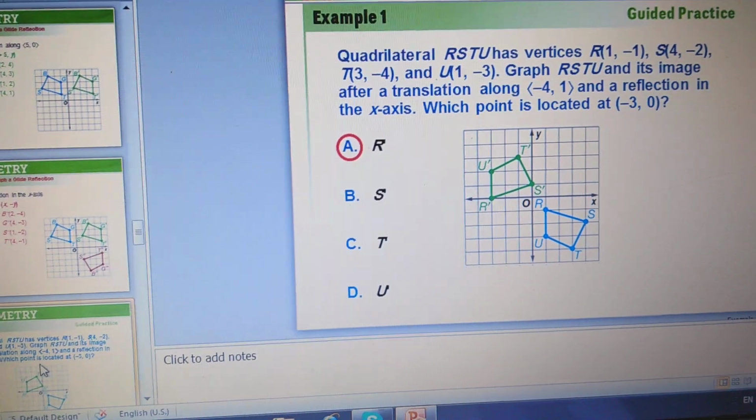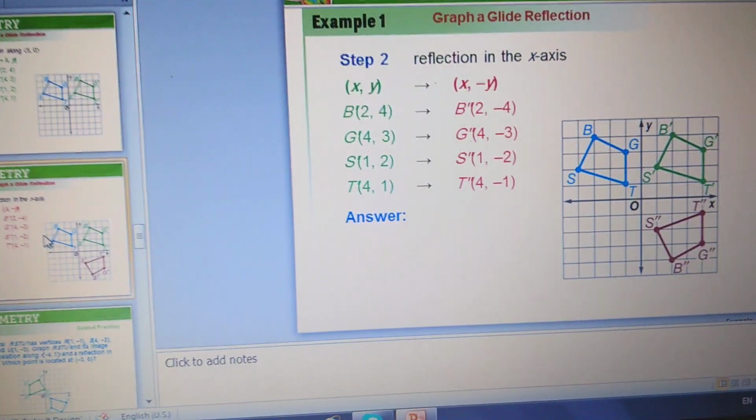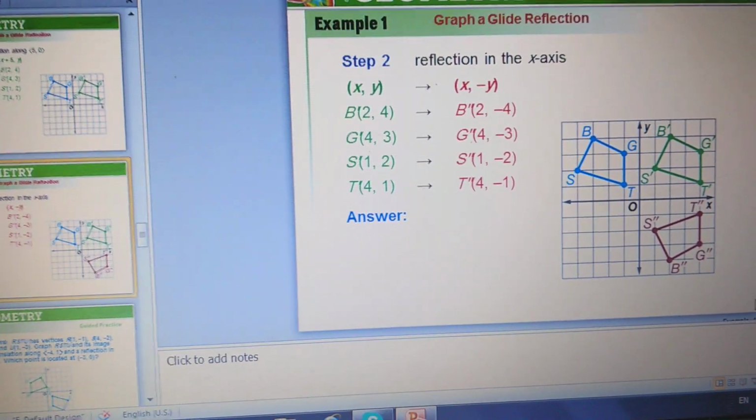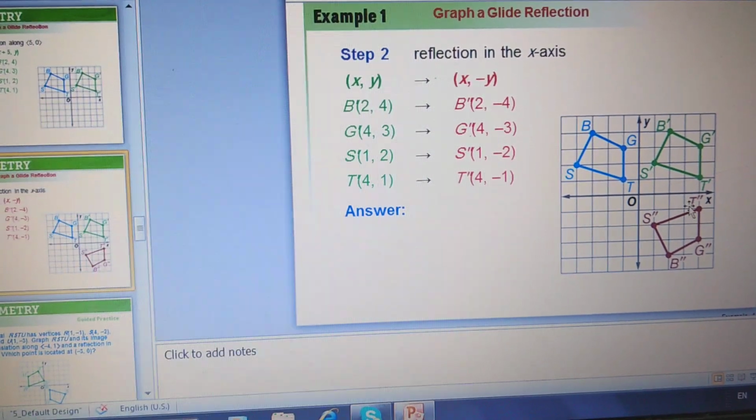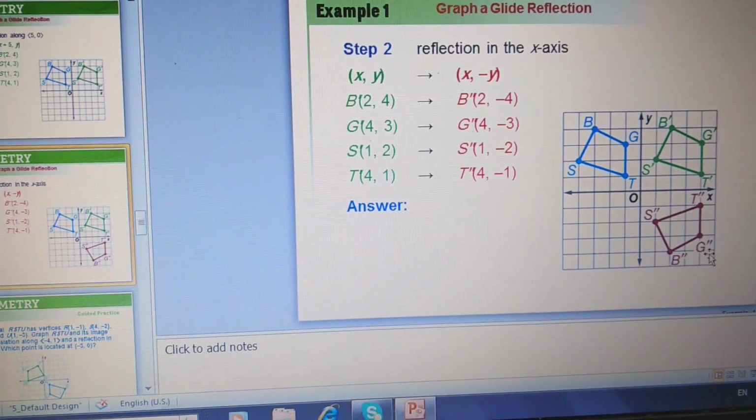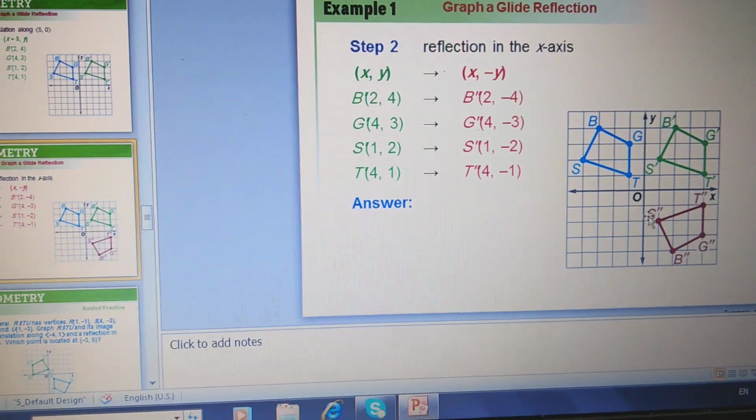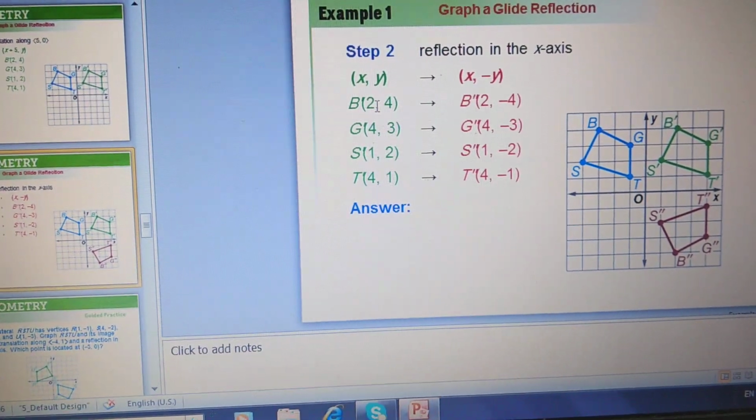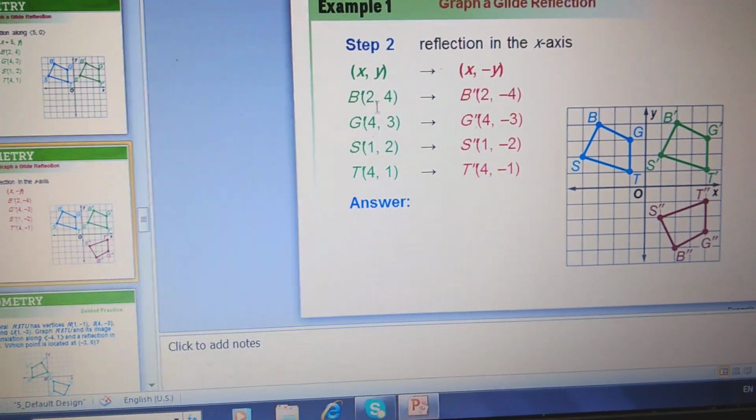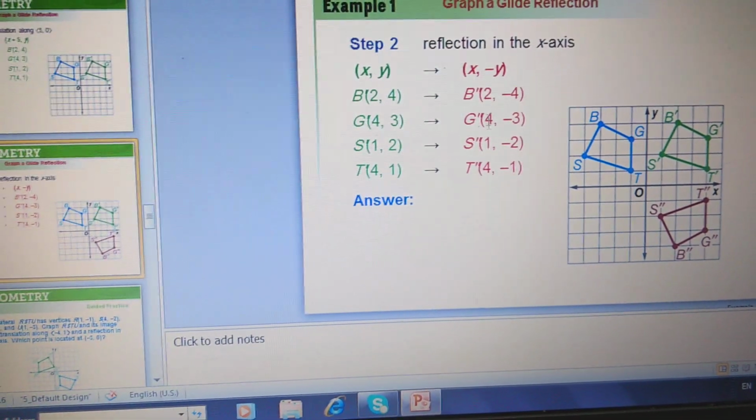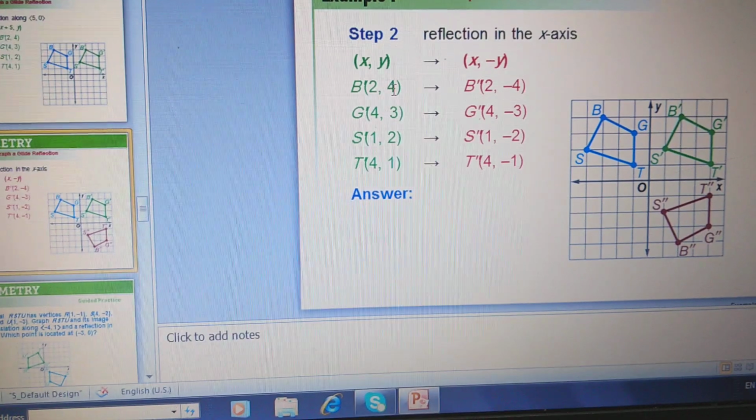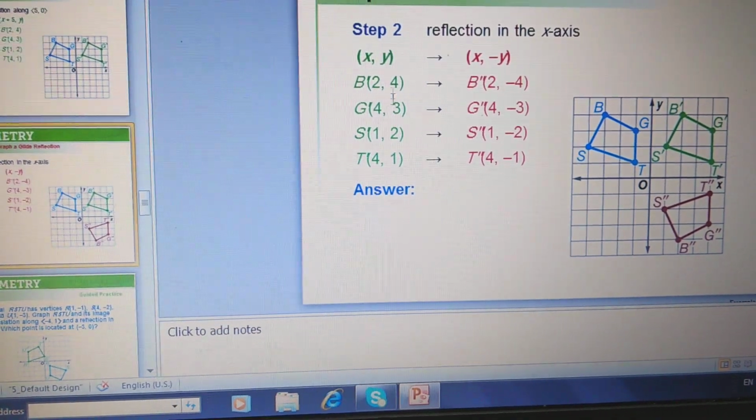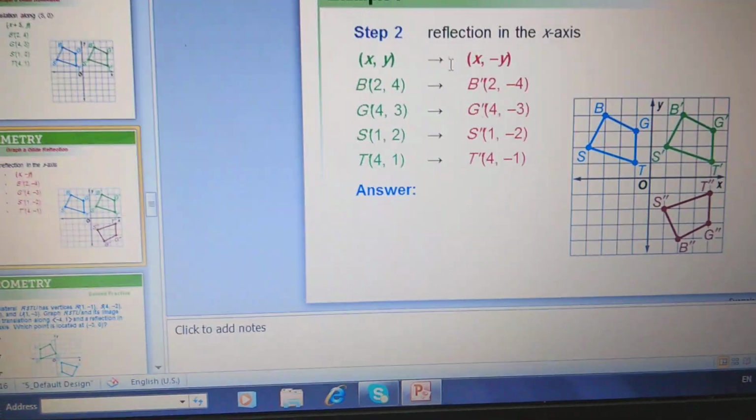Here, like this one, this example exactly. T double dash, G double dash, B double dash, S double dash. What I do here, as I told you, the x-coordinates 2, 4, 1, 4 are the same. Only the y-coordinate becomes opposite because the reflection is in the x-axis.